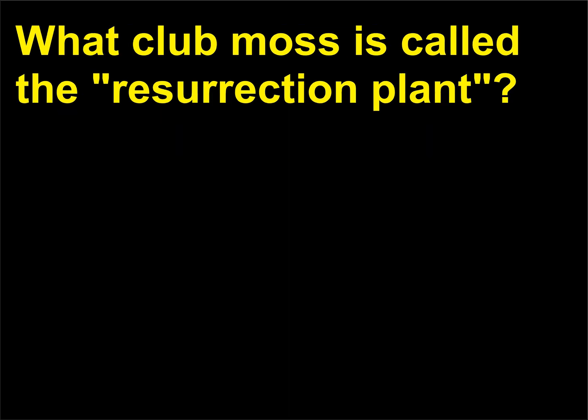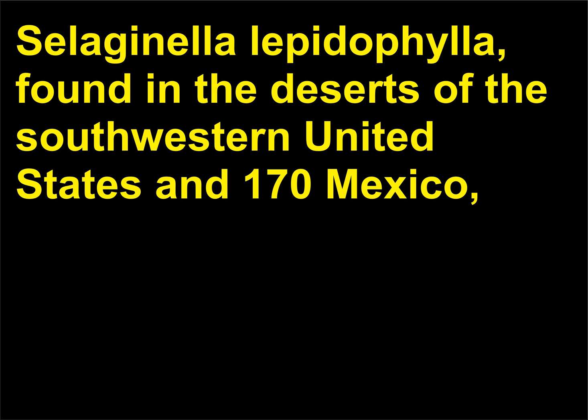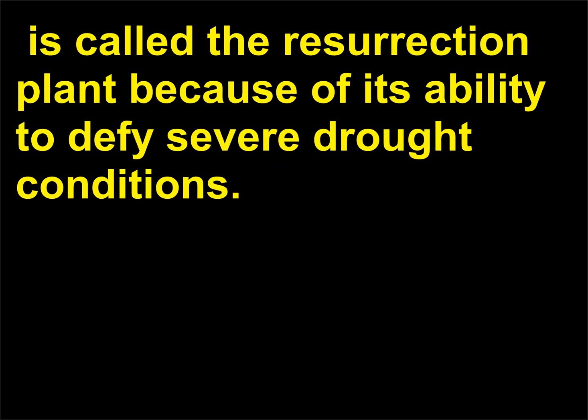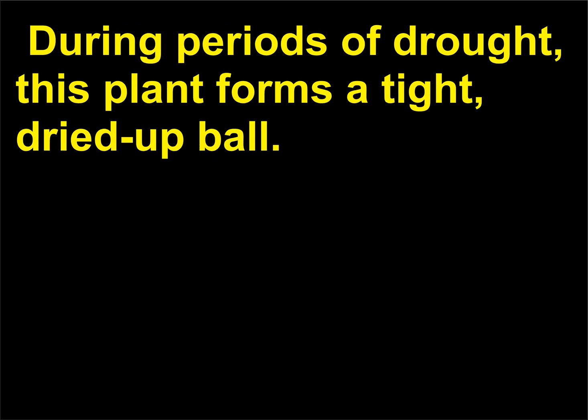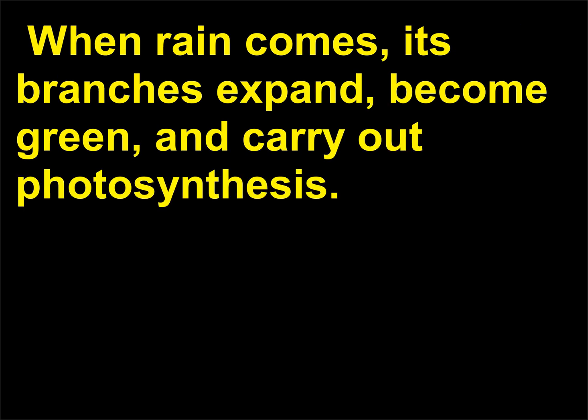What club moss is called the resurrection plant? Selaginella lepidophylla, found in the deserts of the southwestern United States and Mexico, is called the resurrection plant because of its ability to defy severe drought conditions. During periods of drought, this plant forms a tight, dried-up ball. When rain comes, its branches expand, become green, and carry out photosynthesis.